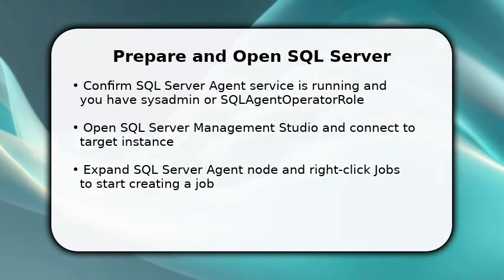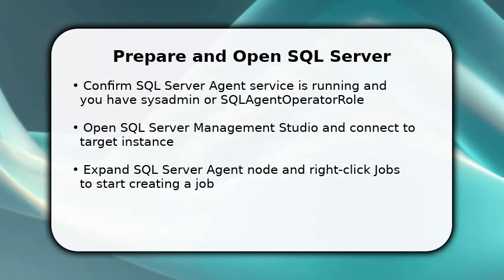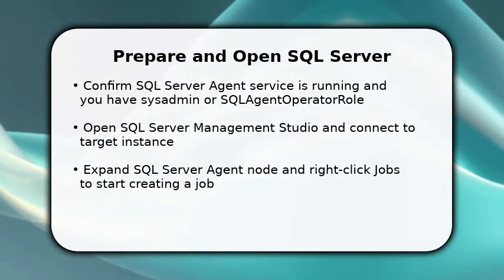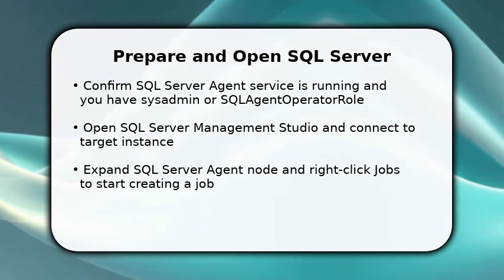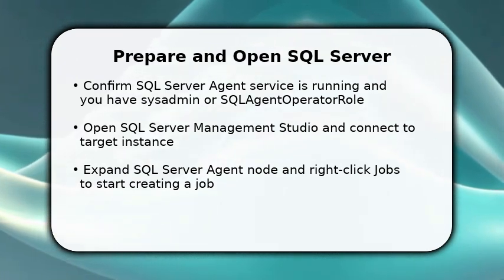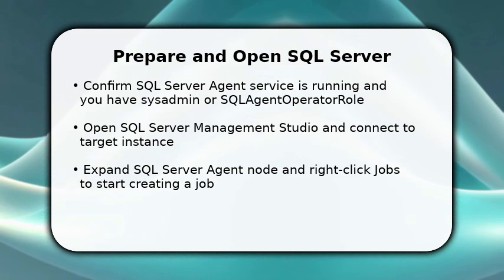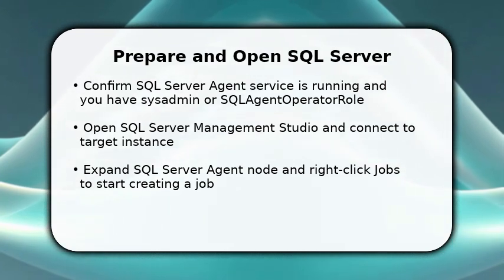Now, right-click Jobs and choose New Job to open the job properties. This first action sets the framework: a name, owner, and category. Make sure to name the job clearly, so you can identify its purpose in job history and alerts.